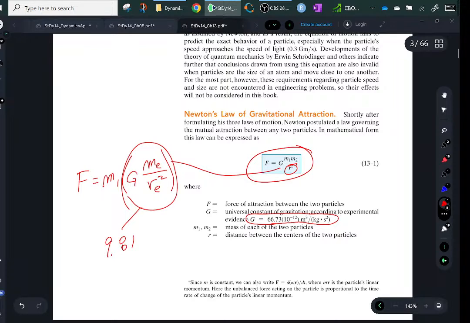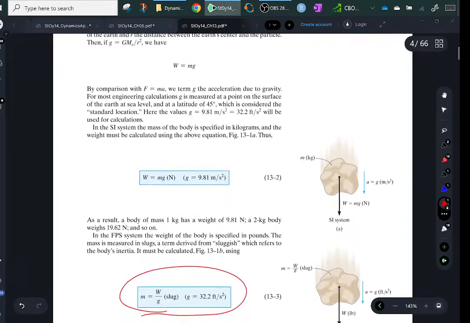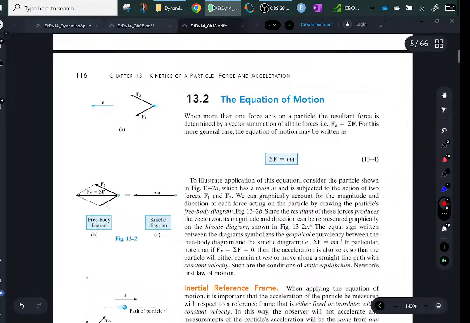I don't know if anybody ever made you do that, but you can put in the other units and get 32.2, or you can move further away. And as you move further away from it, your gravitational constant drops off. So this is just like statics, except on the right-hand side, you don't have zero anymore.